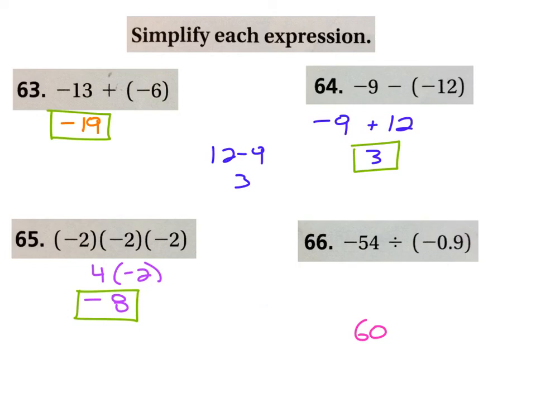And you could also look at that one like a fraction, negative 54 over negative 0.9, and say, I need to multiply the top and bottom both by 10 over 10, in order to get two integers. And now the negative divided by the negative is positive, and the 9 goes into 540 60 times. Yep, that's how you do it.